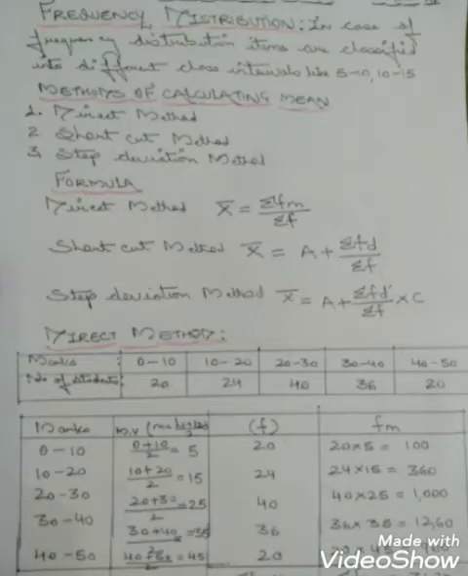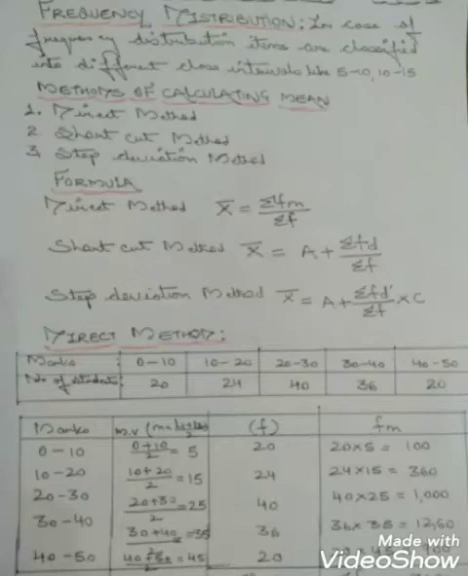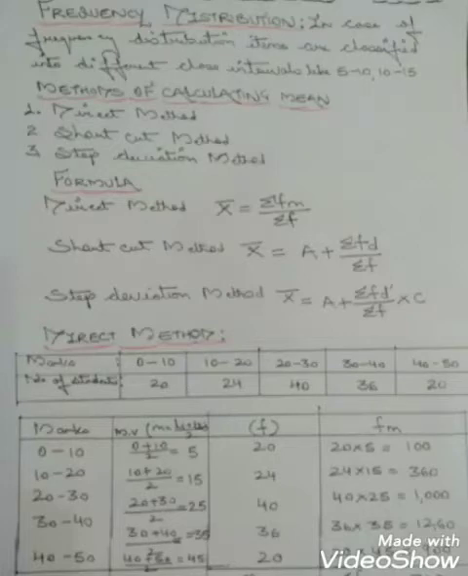Now we will be taking each method one by one. The first one is the direct method, and to explain this method I have taken one example, that is the marks and the number of students. 20 students have scored marks between 0 to 10, 24 between 10 to 20, 40 students have scored marks between 20 to 30, 36 students have scored between 30 to 40, then 20 students have scored between 40 to 50. So we will be plotting them into a table.